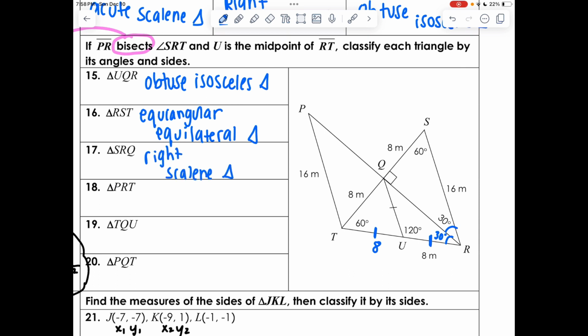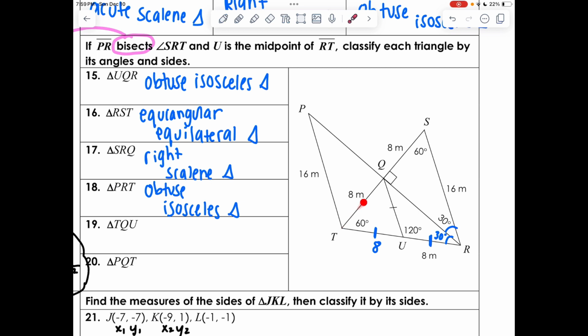And then PRT. PRT is this. So this is 16 and this is 16, right? So two sides are the same, so it's isosceles. And this is going to be obtuse, right? It looks like an obtuse. It's greater, 90 would be straight up and down like this, a right angle. So that's obtuse, isosceles.